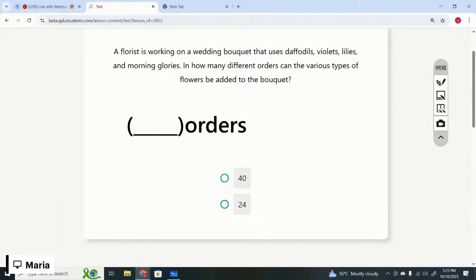A florist is working on a wedding bouquet that uses daffodils, violets, lilies, and morning glories. In how many different orders can the various types of flowers be added to the bouquet? That is 24. Option number 2 is the correct option.